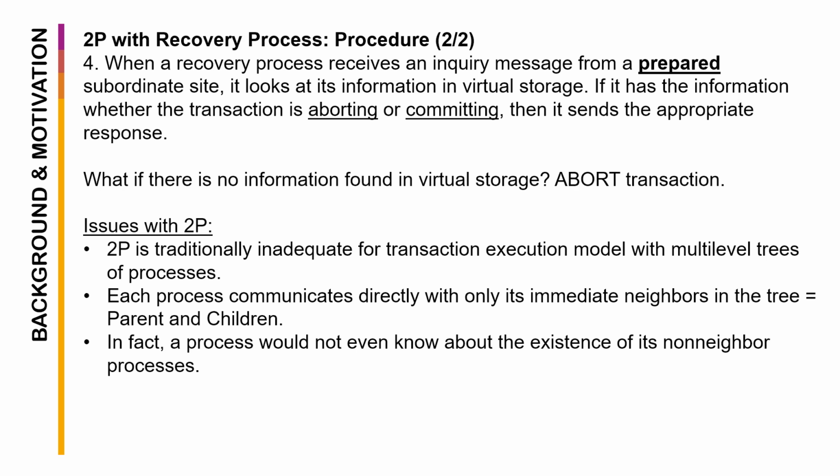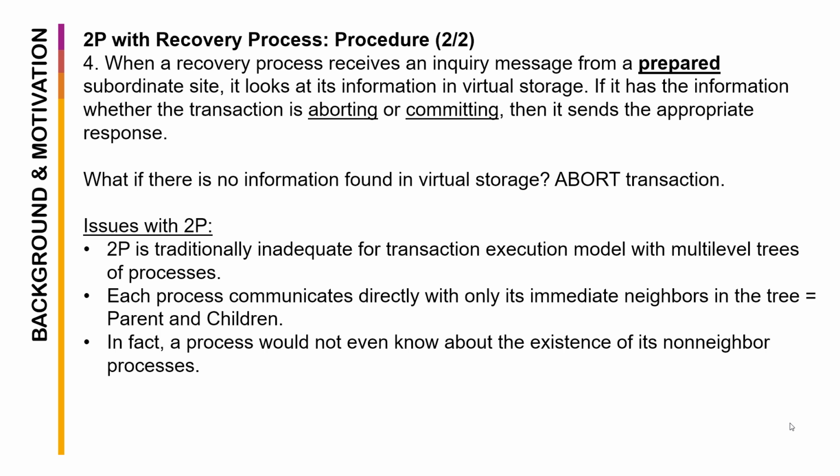Now, there are issues with regards to this traditional two-phase commit protocol. The 2PC is traditionally inadequate for transaction execution models with multi-level trees of processes. Each process communicates directly with only its immediate neighbors in the tree, that is, parent and children. And in fact, a process would not even know about the existence of its non-neighbor processes.